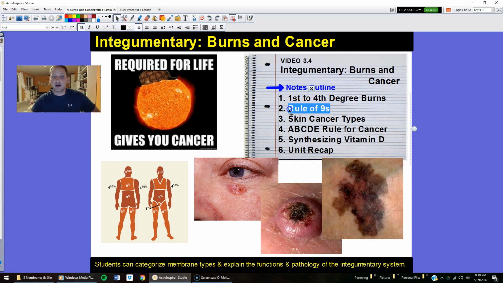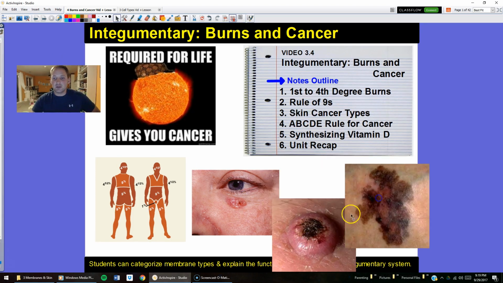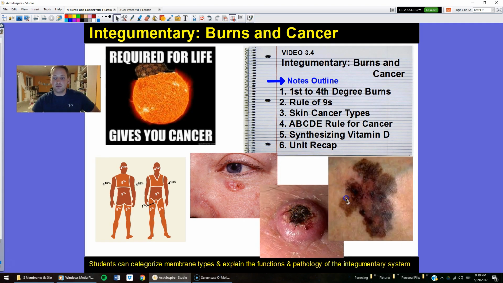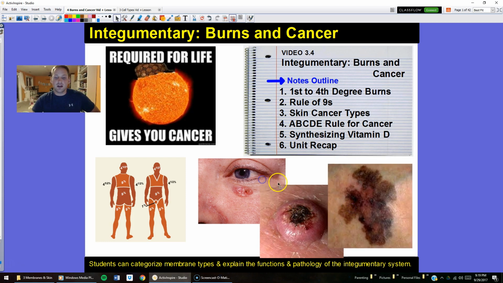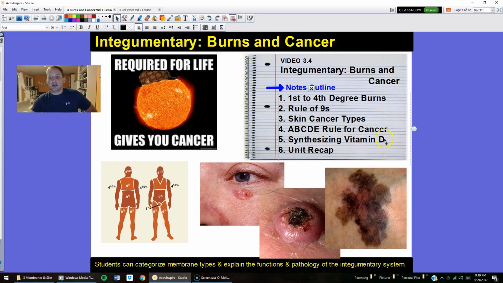We'll talk about the severity of burns, and we use the rule of nines to talk about the severity of these different types of burns. We'll talk about three different skin cancer types seen here, their names, how common they are, why they're so deadly, which one's the worst one. We'll talk about synthesizing vitamin D and how your skin actually does that.